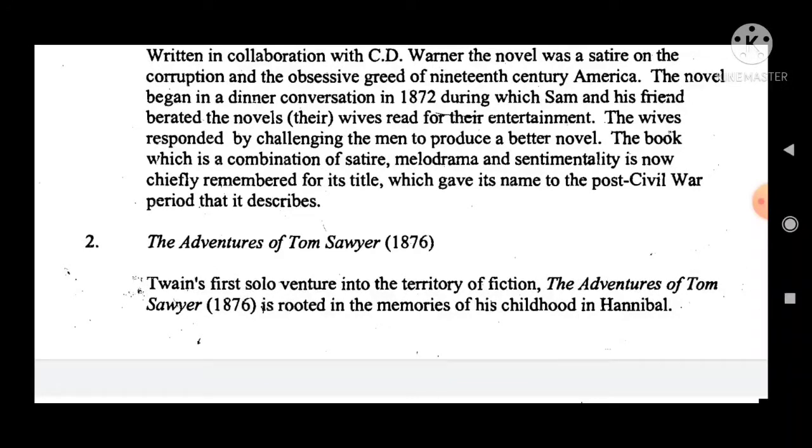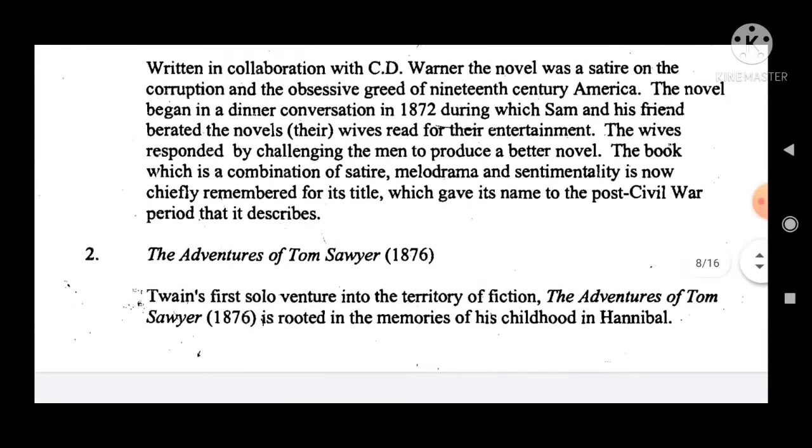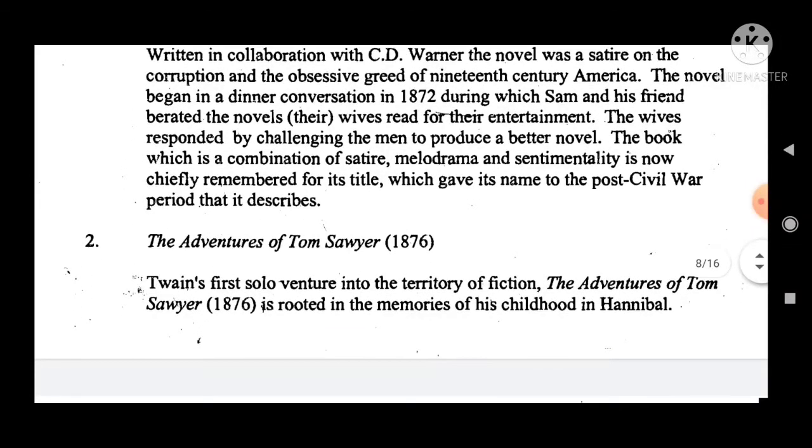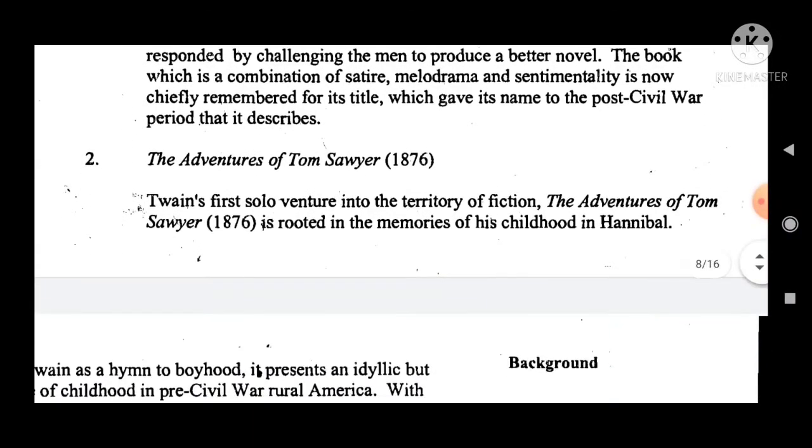The book, which is a combination of satire, melodrama, and sentimentality, is now chiefly remembered for its title, which gave its name to the post-Civil War period that it describes.